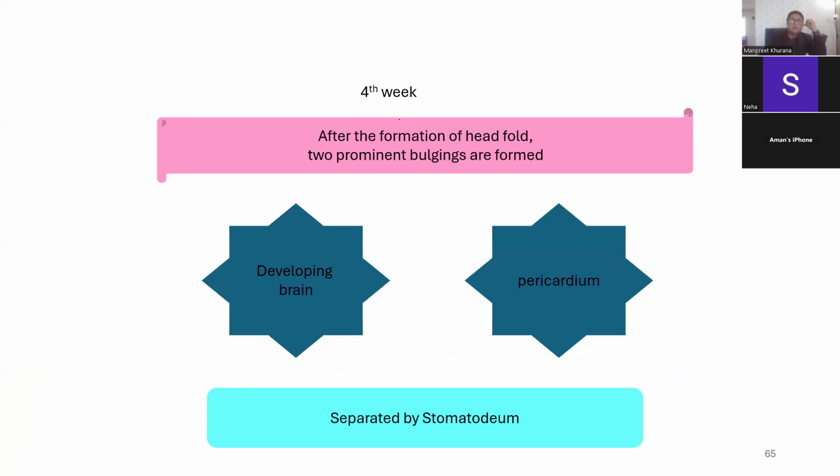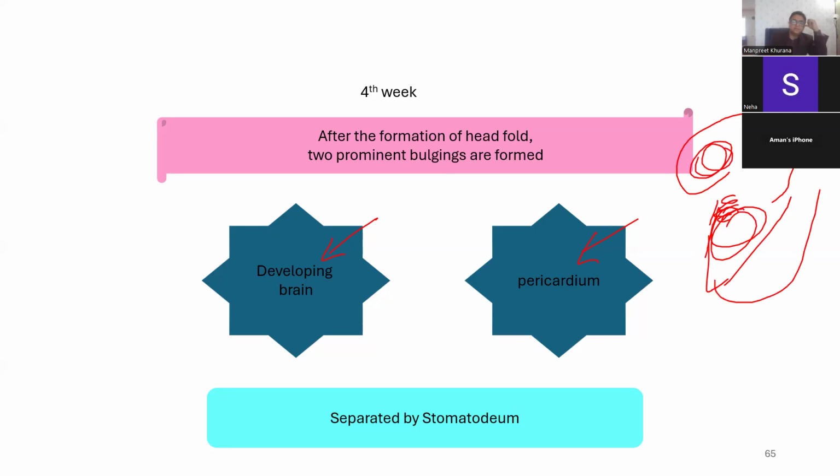Now, after the formation of the head fold, 2 prominent bulgings are formed. As I told you, there is a developing brain and there is a pericardium. If you remember that picture like this, and like this, here the foldings develop. So here is the formation of the heart and here is the developing brain, right? The embryo is folded.